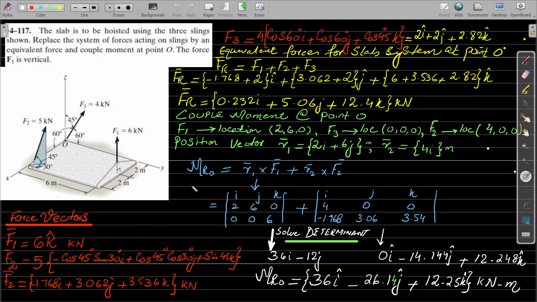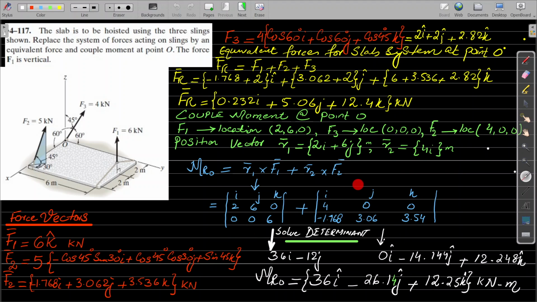Okay, so we know the resultant moment of this whole system will be the addition of R1 cross F1 plus R2 cross F2. There will be no resultant moment for F3, because it is lying at the origin. So for R1 cross F1, we will take the determinant of ijk. What will be the position vector for R1? It is 2i plus 6j, so 2 6 0. And what will be the force value for F1? Since it's parallel to the z-axis, it will be 0 0 6k.